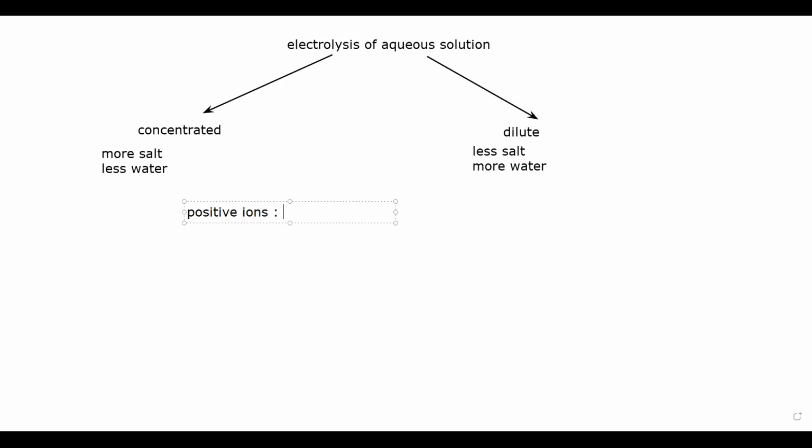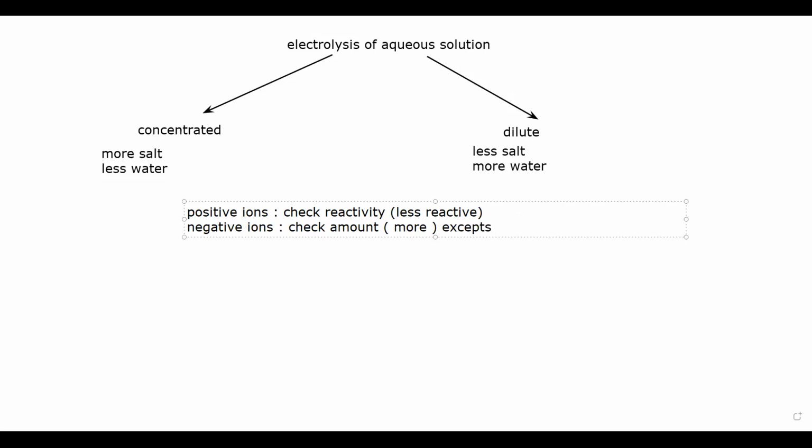We will check reactivity, and always the less reactive will discharge or will move towards cathode. And for negative ion, we will always check the amount. The ion which is more will move towards the anode, except three ions.